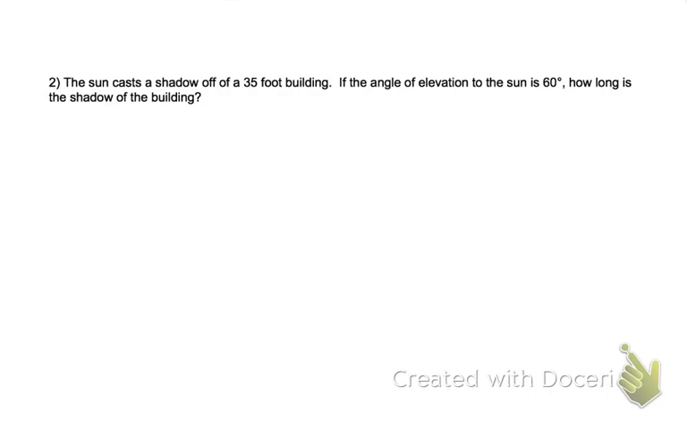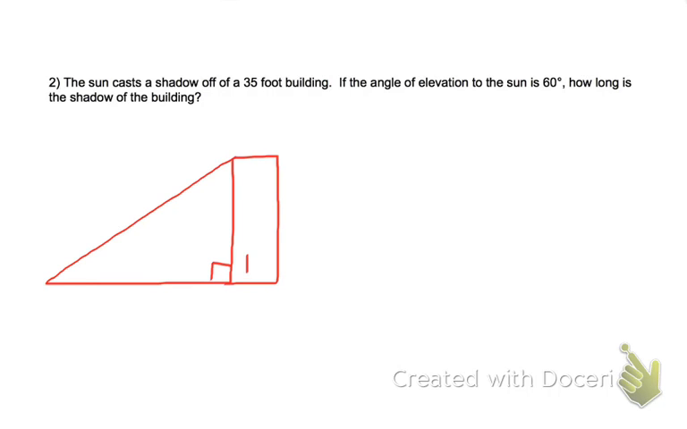Number 2 says the sun casts a shadow off of a 35-foot building. If the angle of elevation to the sun is 60 degrees, how long is the shadow of the building? First, I'm going to draw my right triangle, and I'm going to draw my picture. I have a building, so I'm going to draw my building. Alright, so there's my building.